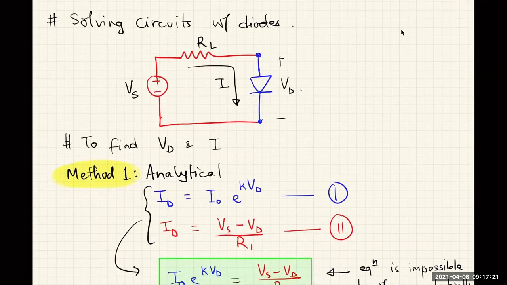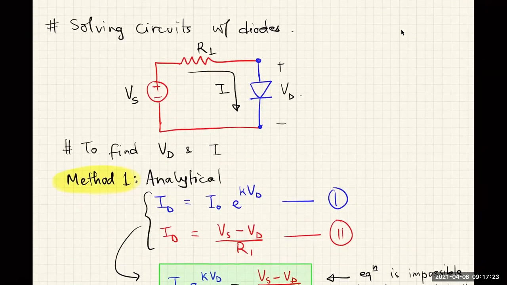Okay, so now we've put a diode in a circuit with a resistor in series. Let us try and solve this circuit. By solving the circuit, I mean trying to find all the voltages and currents in the circuit. In this circuit, the only unknown voltage and current are the voltage across the diode and the current in the loop.